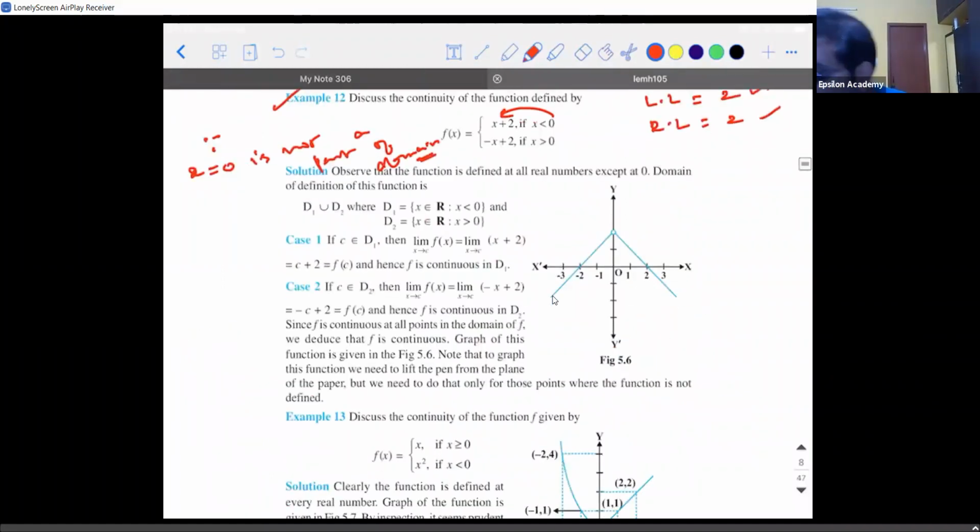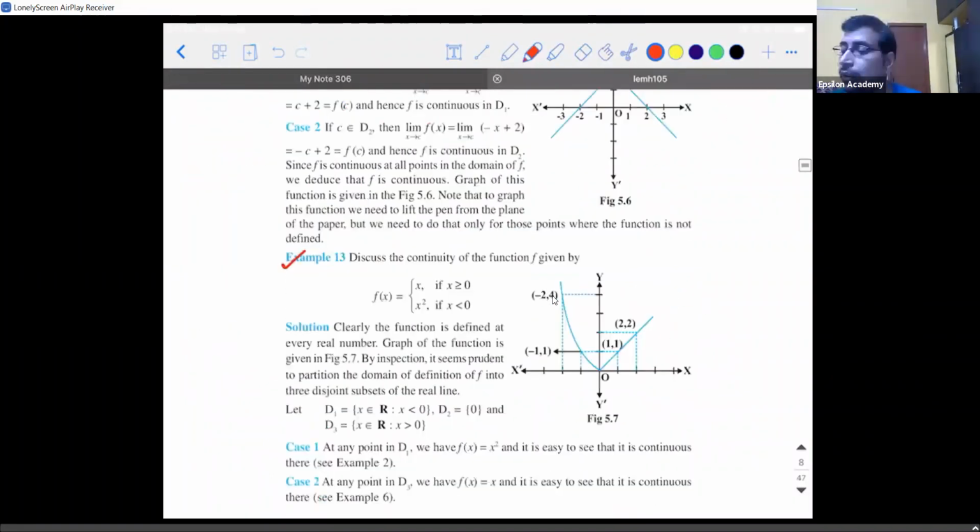Next. So 13th one, how to do? Discuss the continuity of the function f of x is equal to x if x is greater than or equal to 0, x square if x is less than 0. This is a good problem. So they are saying discuss the continuity of the function.